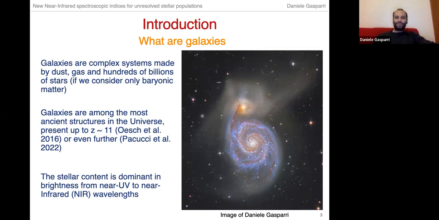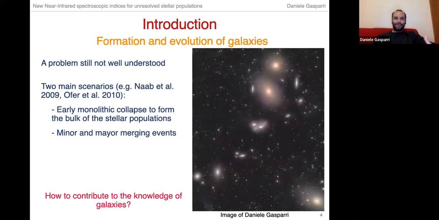From the observational point of view, from the near-ultraviolet to the near-infrared region of the spectra, the light of galaxies is dominated by the stellar content, by the stars.